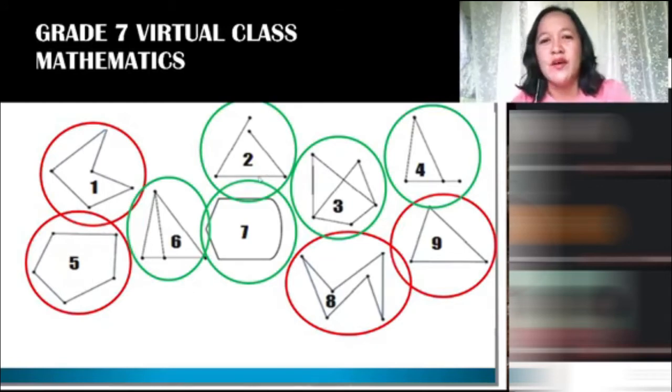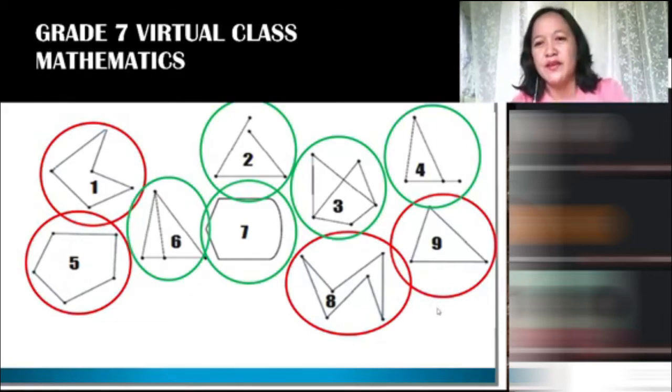Exactly, very good. What about number 7? Why it is not a polygon? Ma'am, kasi po wala, yung isa walang vertex. Vertex. Ayan. So, kung mapapansin nyo, the other side is not a line segment. Di ba pa-curve siya? Okay.